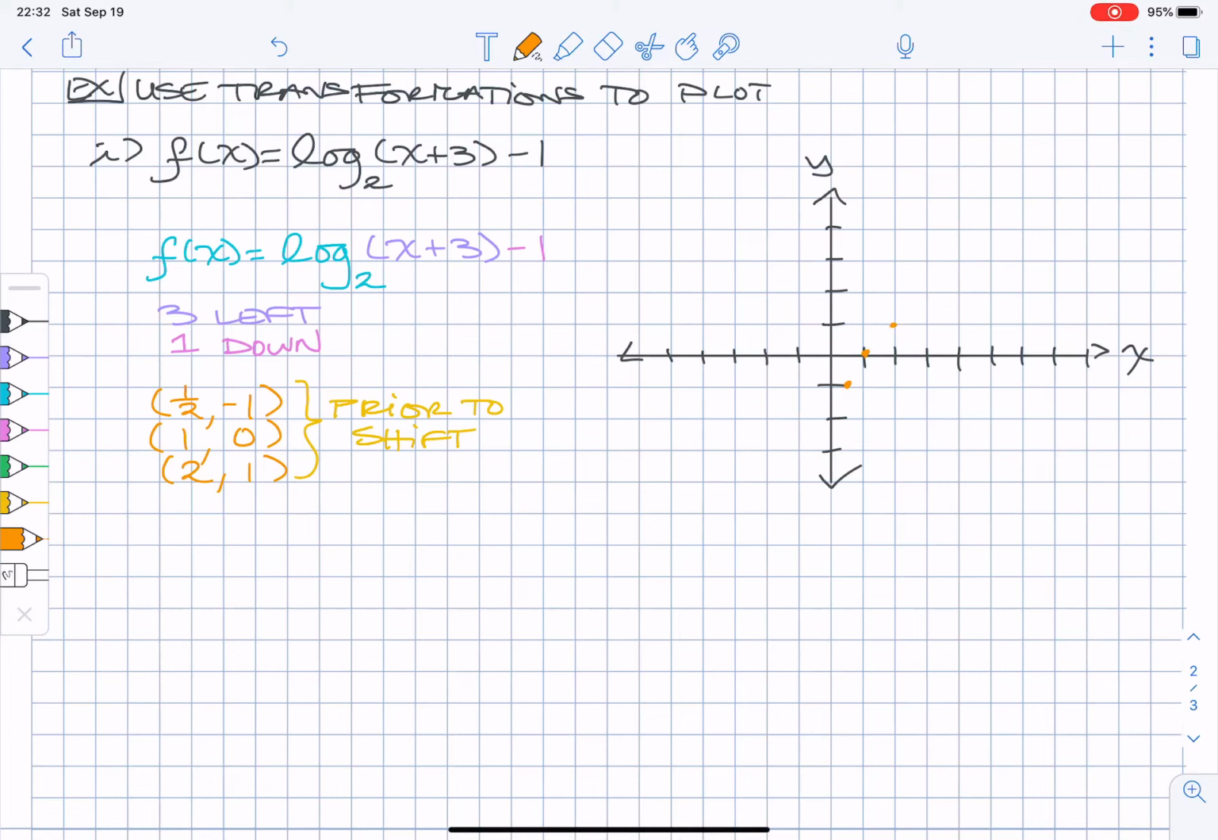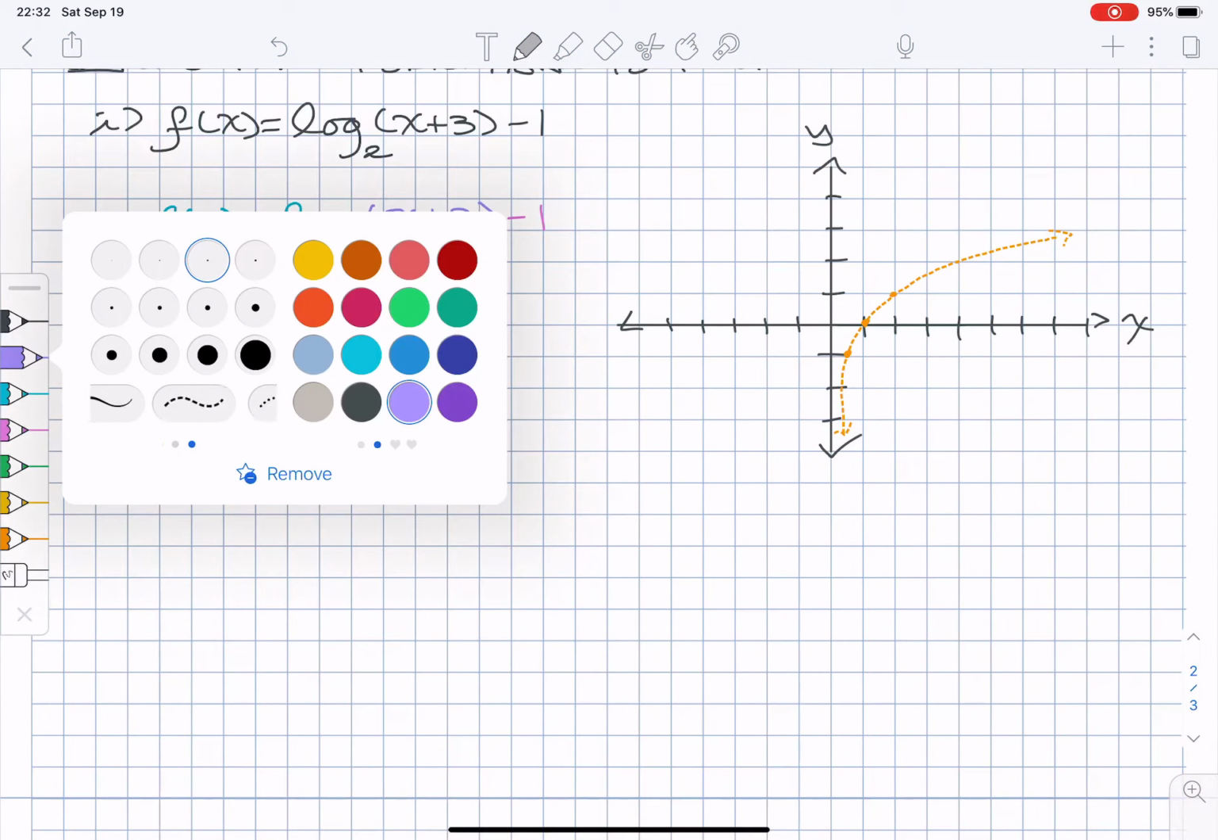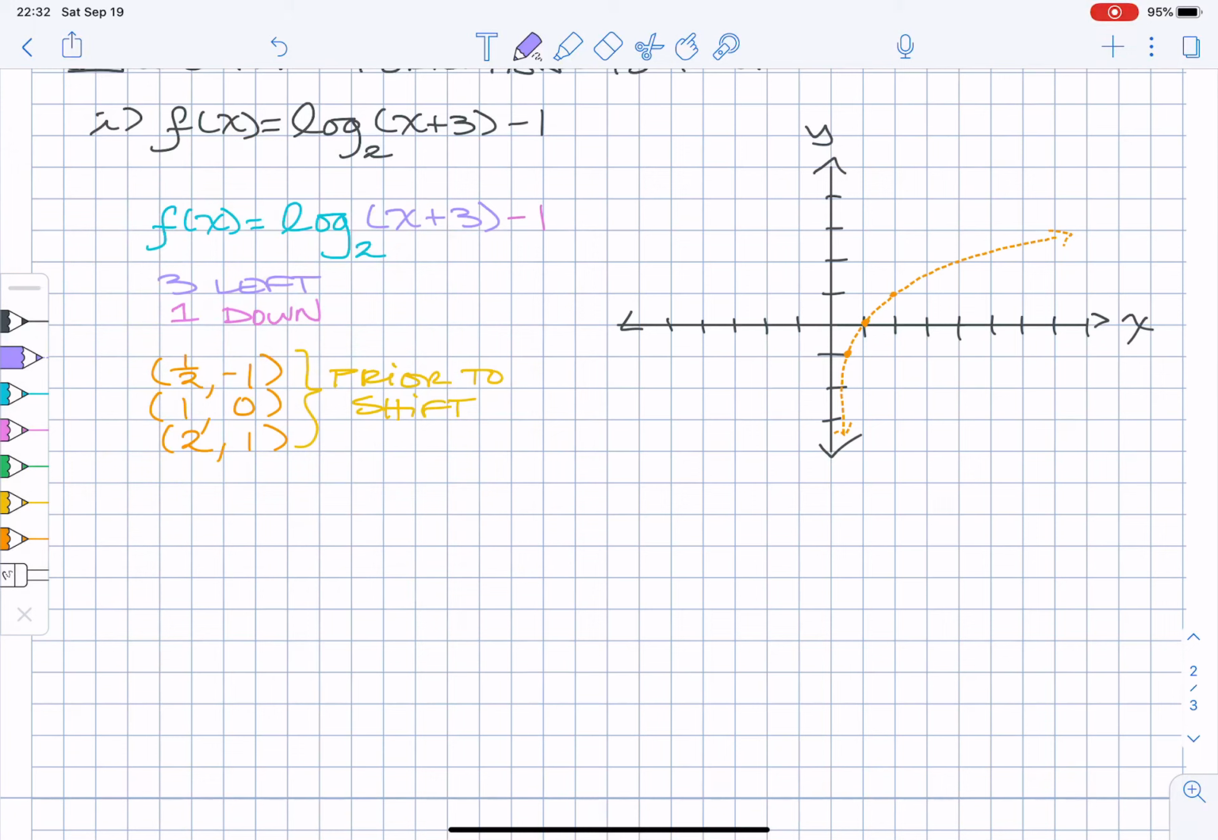oh, terrible. I know it goes through (4, 2). Something like this, okay? But then I know I'm going to shift each of those points 3 left. So let me change this back to solid. So 3 left: 1, 2, 3. It's going to be something like so.